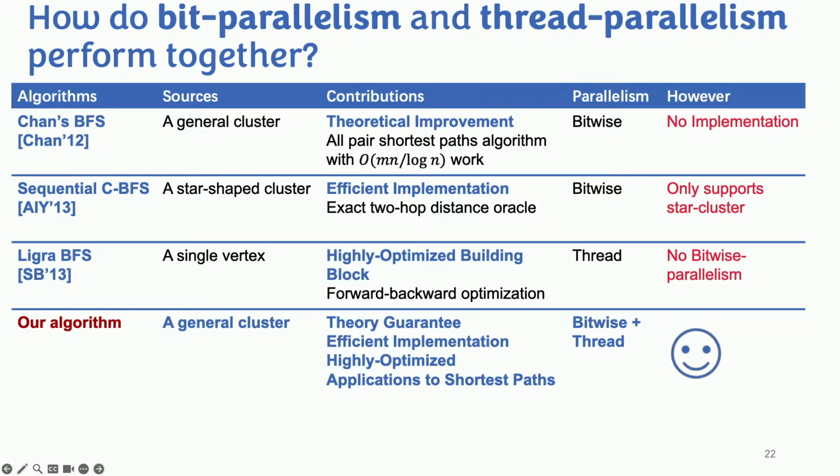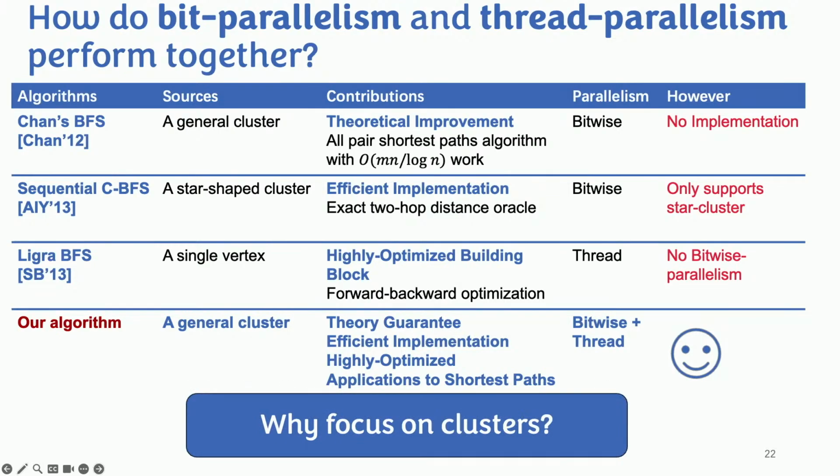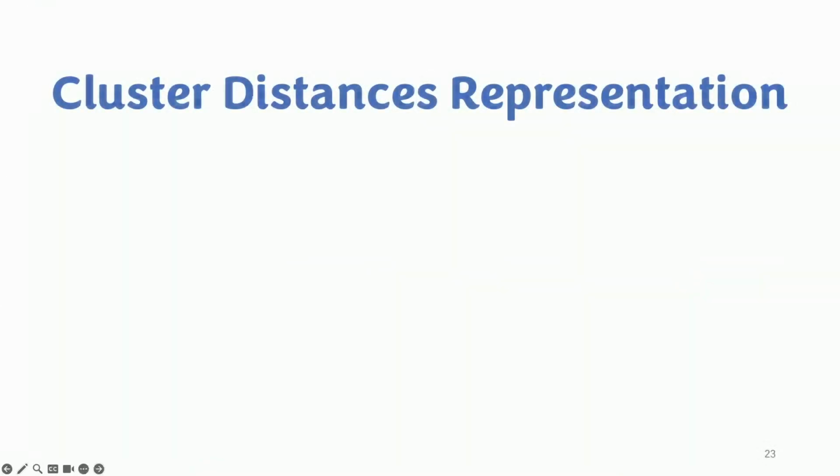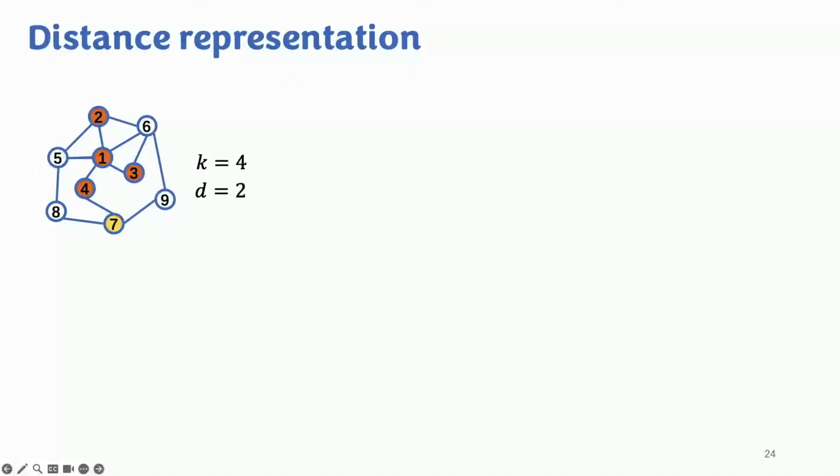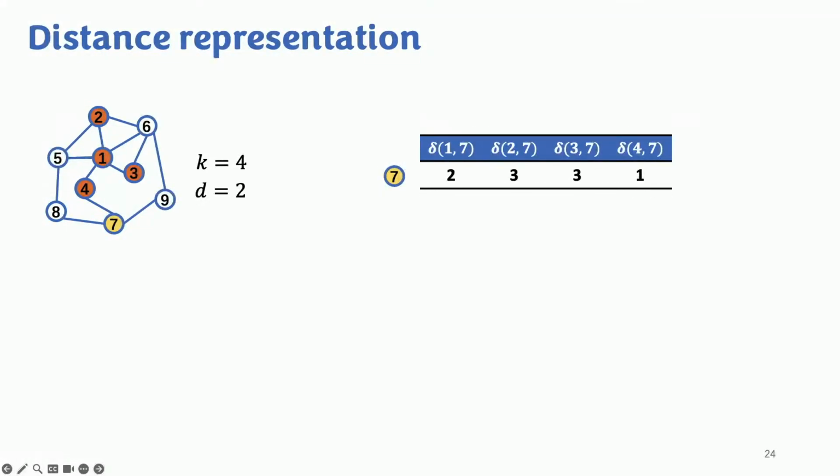Cluster BFS is a special variant of multi-source BFS. A natural question is, why focus on clusters? What advantages can a cluster offer rather than a set of general sources? One reason is that it can save space for the distance representation. In this example, the distances between vertex 7 and the sources are listed here. The straightforward way to represent the distances is to store them separately, as shown in the table.